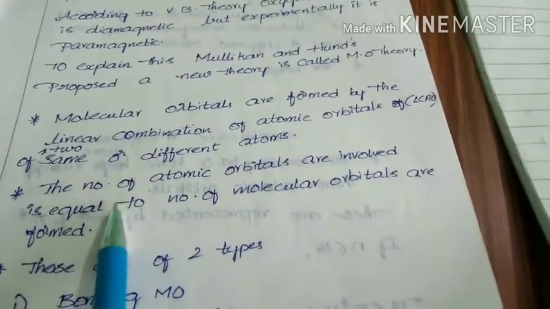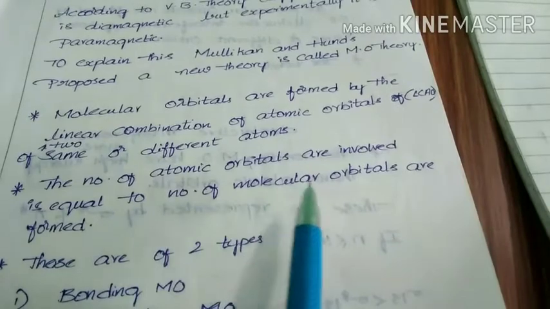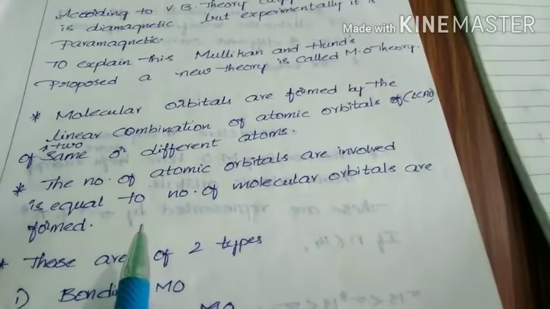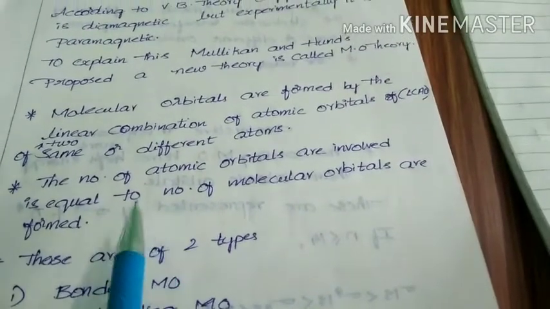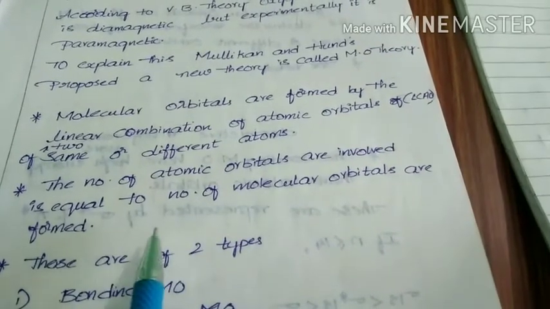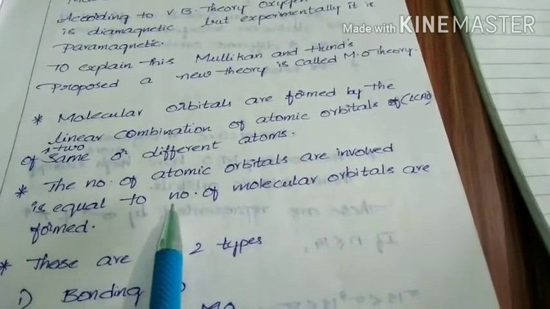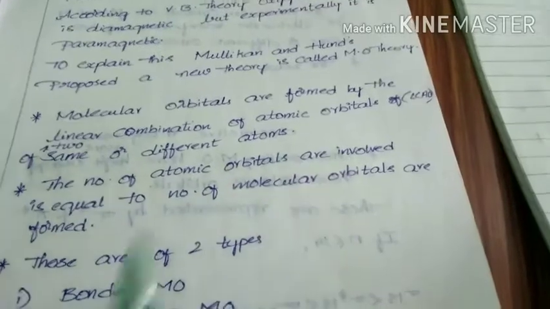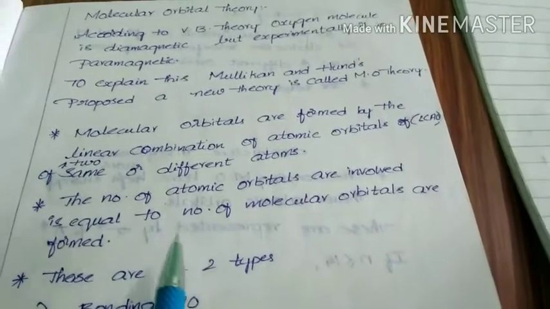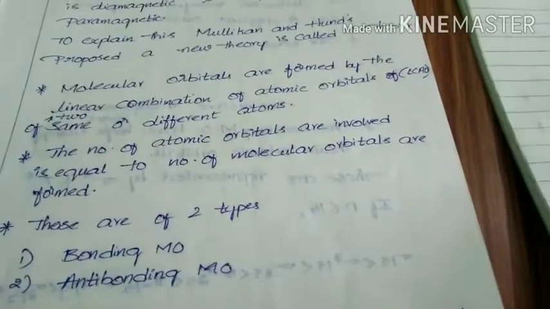Next, the number of atomic orbitals involved is equal to the number of molecular orbitals formed, just like hybrid orbitals. In the case of hybrid orbitals, if two orbitals of the same atom intermix with each other, then the same number of hybrid orbitals are formed. Here also the same phenomenon. If two atomic orbitals are involved, two molecular orbitals will form. If 3 are involved, 3 form. 4 involved, 4 form. Orbitals, not electrons.